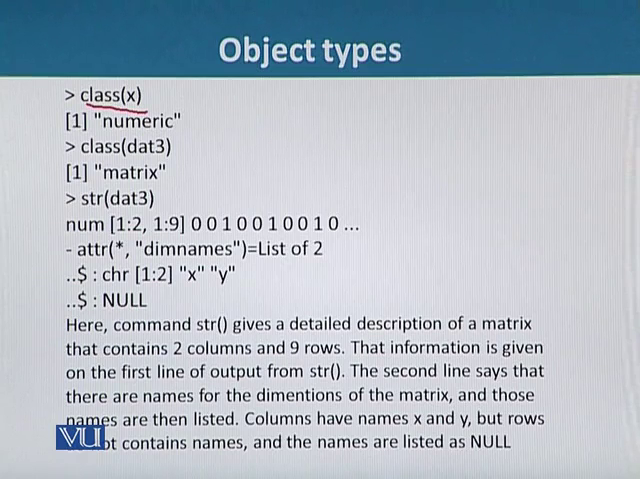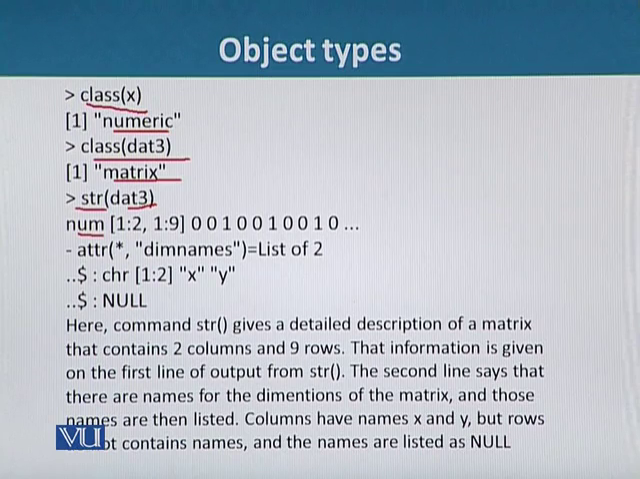To demonstrate this, for example with the str command, we consider the class. In the parenthesis we write any vector, then we get numeric. Then class of data3, we will get matrix. And then this command str means we will get all of the elements present in the object.